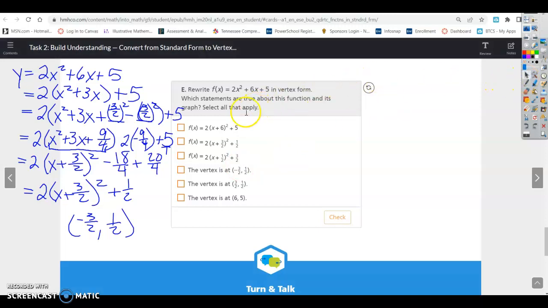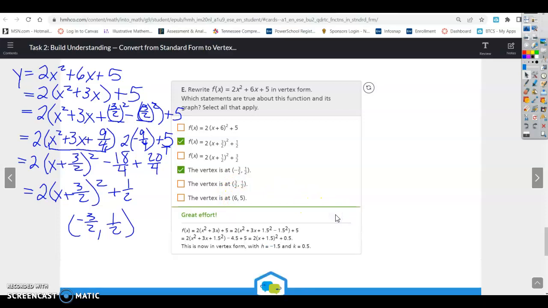So we can now answer this question. We can say rewrite 2x squared plus 6x plus 5 in vertex form. That's what we've done. This is vertex form right here. Which statements are true about this function and its graph? Select all that apply. All right, so it's going to be 2 times x plus 3/2 squared plus 1/2. So that one is true. And then the vertex is going to be negative 3/2 plus 1/2. That one is also true. So the vertex can't be these others if that's the only one that works.